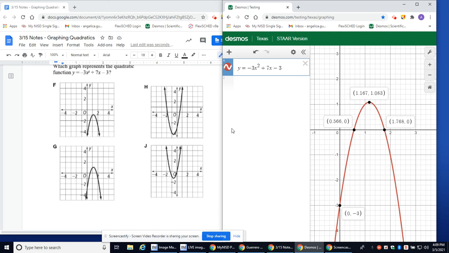So now you're going to practice a few on your own, matching a graph and relating it with the equation of a quadratic function.